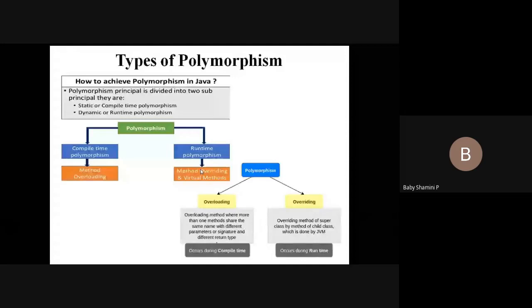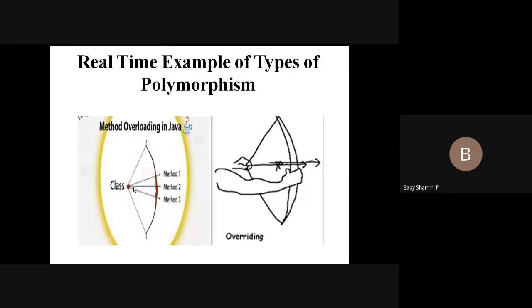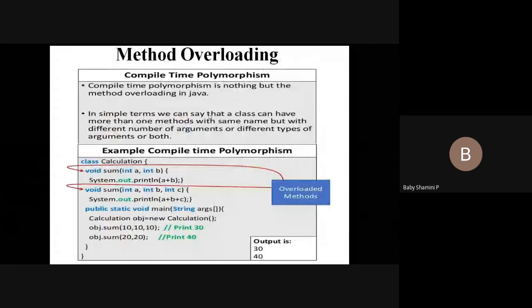Through the program, I am going to explain these two concepts. So consider this example. Here we have a class. The class contains more than one method, but each and every method has the same name. Consider this is an add method. This is also an add method. This is also an add method. So this is method overloading. I will explain overriding through the program. Okay, method overloading. This is compile time polymorphism.